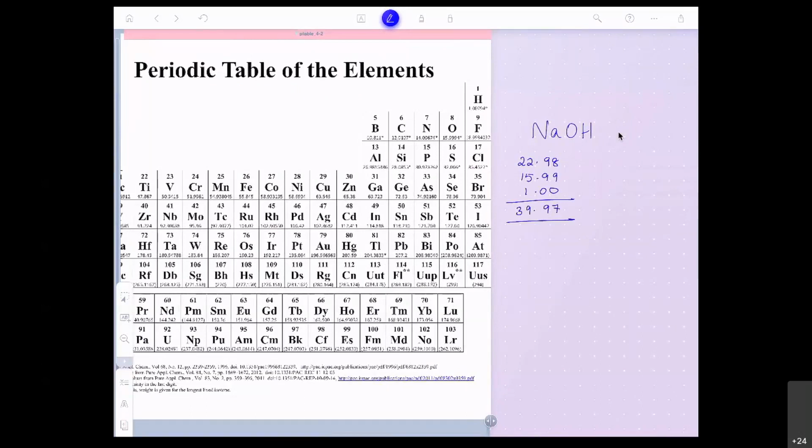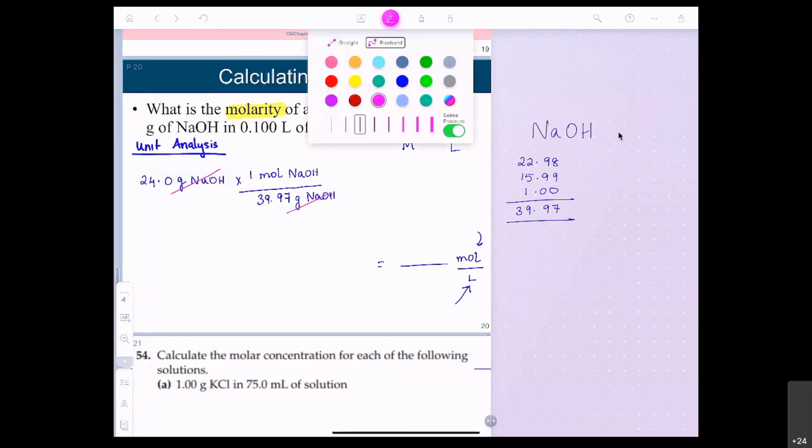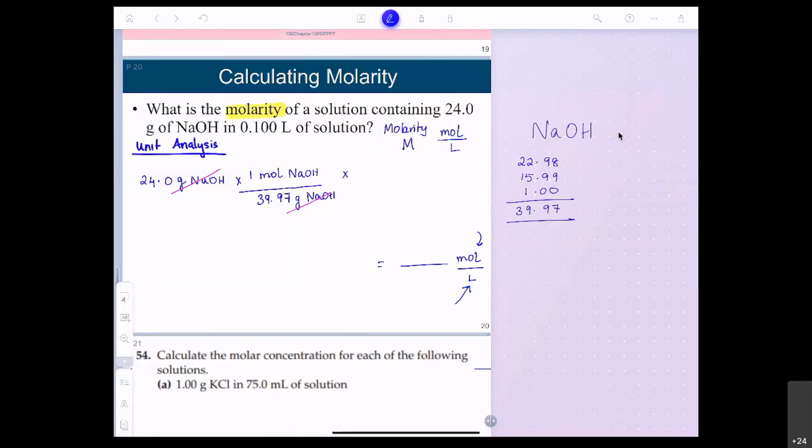If you had it as 40, you'll be totally okay. That's what I'm trying to say. So now we have 39.97 grams of sodium hydroxide. I don't care if the grams get canceled, because in the final unit I don't have grams, I have moles. Now you don't have anything on the top, so you can put 1, and at the bottom you want to have 0.100 liters. Your answer will be in moles per liter, which is the same as molarity.